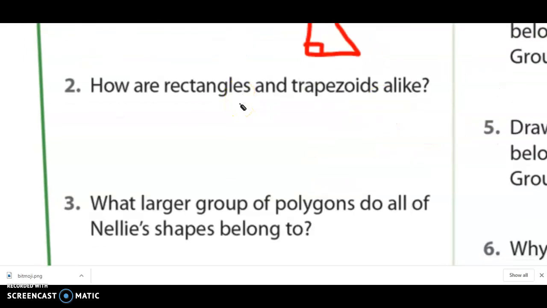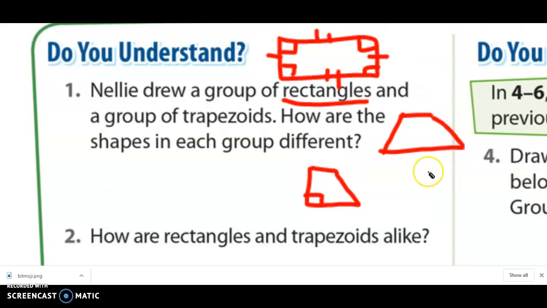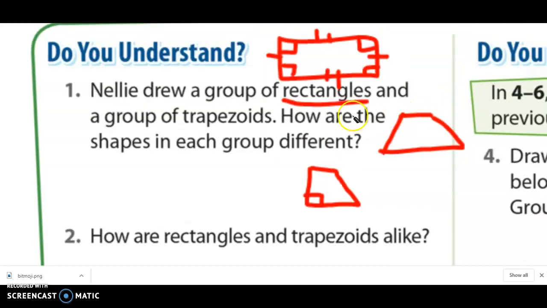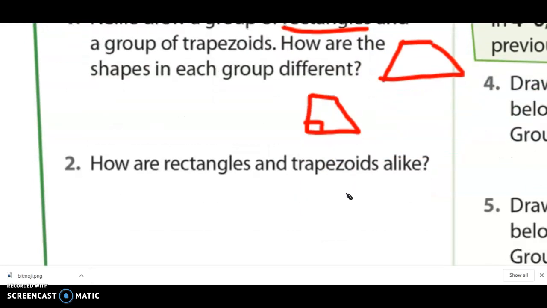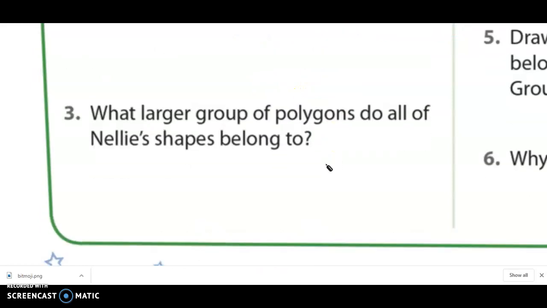Okay? How are rectangles and trapezoids alike? Well, if we look back at our drawings here, guess what? They still both have 4 sides on them. They still both have some parallel lines in them. Yes, rectangles have more sets, but they still both have parallel lines in them. They're both polygons, because remember, just to be a polygon, you have to be a closed-off figure with straight sides. You might even be able to think of some more ways that they are alike.